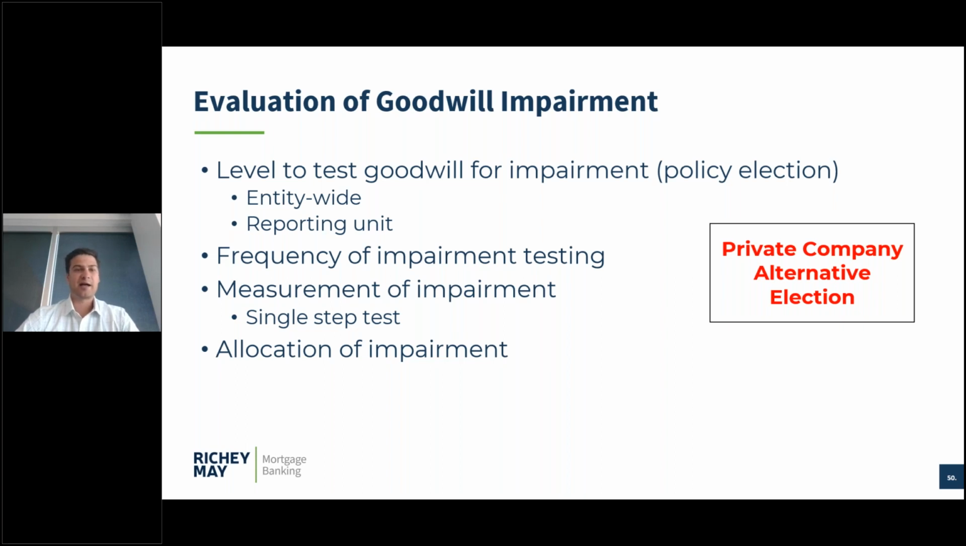So this means that a company is only required to test goodwill for impairment if an event or circumstances occur. Companies are required to evaluate for triggering events only as of the end of the reporting period or interim. Then you'll measure for impairment, and this is a single-step approach, which I'll get to on the next slide. And then lastly, if goodwill is deemed to be impaired, you can allocate the impairment charge to separate amortizable units of goodwill if applicable.